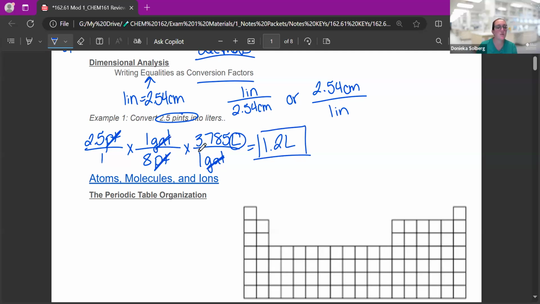So if you can set up so that your units work out, I would always write your units in your work. You should be able to get to the final answer and be like, oh, liters is all I have left. That must mean that I did it correctly.